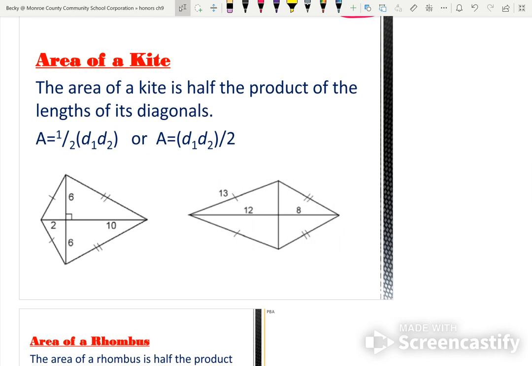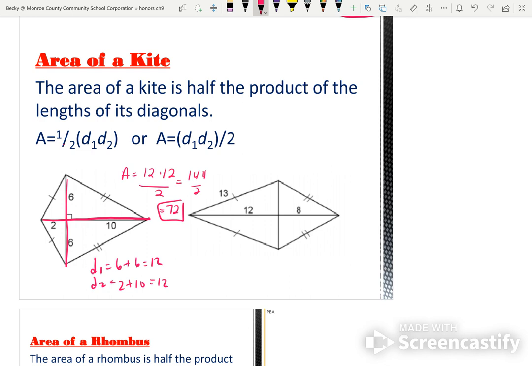Okay, so the diagonals. So the diagonal is the entire length. So this entire length here could be like the first diagonal. So D1 would be 6 plus 6, which is 12. And D2 would be the diagonal going the opposite direction. So 2 plus 10 is also 12. So we are just going to, again, do you want to type in 0.5 at the beginning, or do you want to at the end divide by 2? And my preference is I like to divide by 2 at the end. So 144 over 2 is 72.